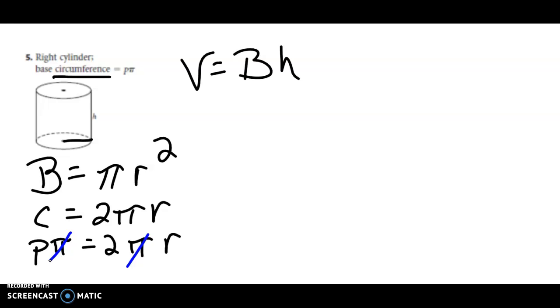Number 7 is a little bit more challenging. Remember that on problem number 6, you're going to find the cylinder and then take half the volume and add it to the rectangular prism.